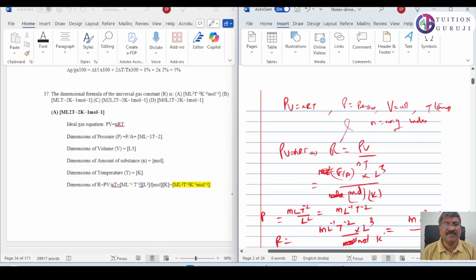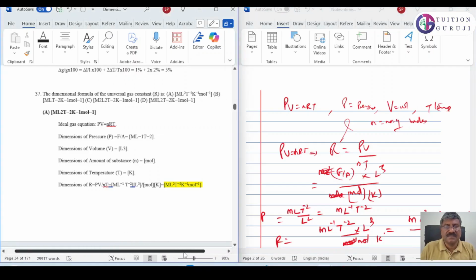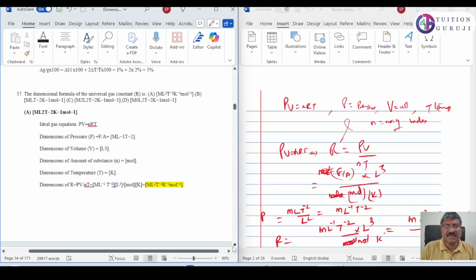The answer is A. ML squared T^-2 K^-1 mole^-1. That is the answer. Next one.